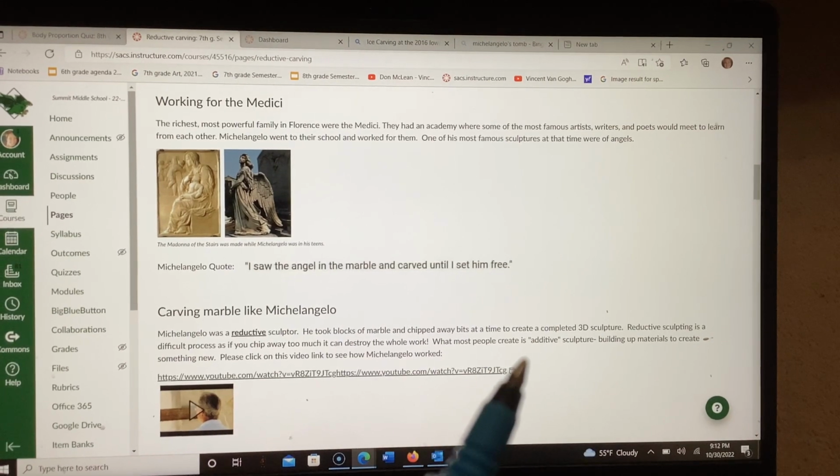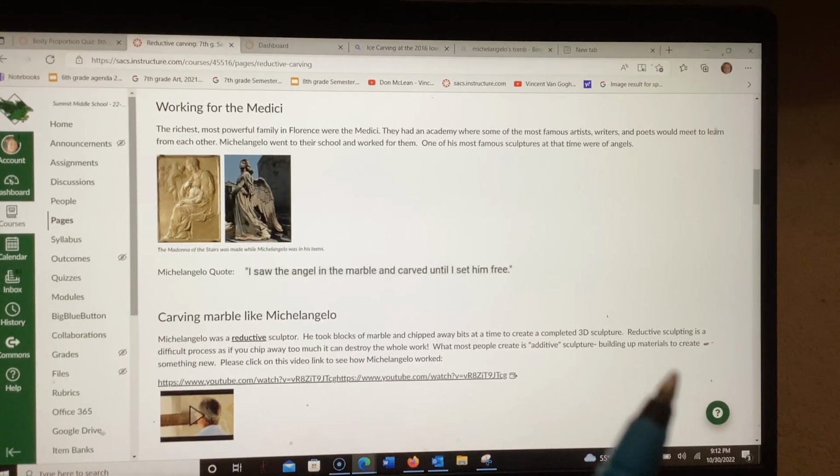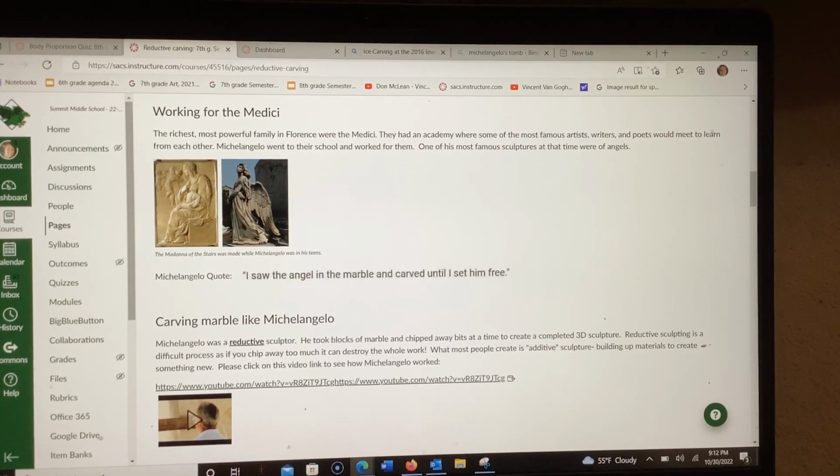What most people create is additive sculpture. They add stuff together. They build up materials to create something new.